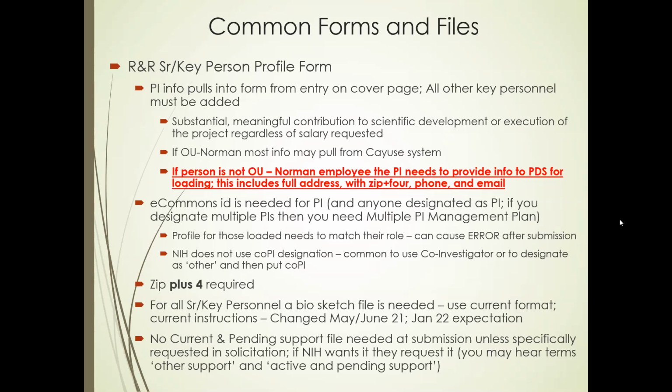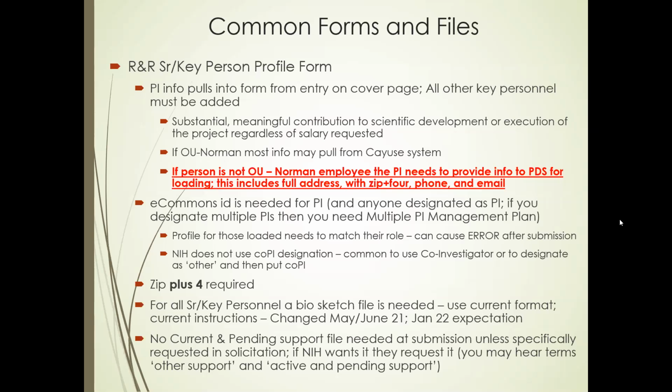You have to have an eCommons ID if you're a PI, or anyone who is designated as a PI. So NIH is kind of unusual in that they don't really recognize the co-PI designation. You're either the lead PI or you're another PI. Now, you can be a co-investigator or a collaborator or have another role, but anyone who's designated as a PI has to have an eCommons ID.